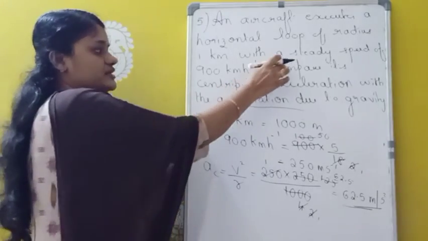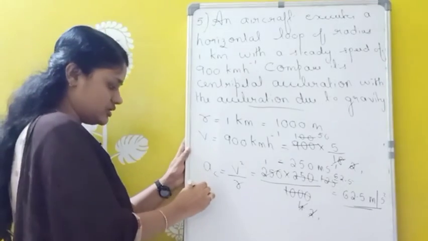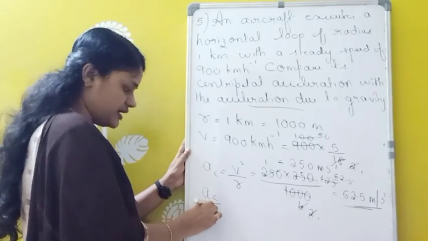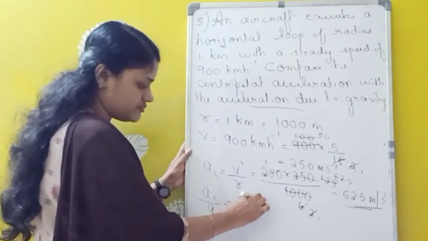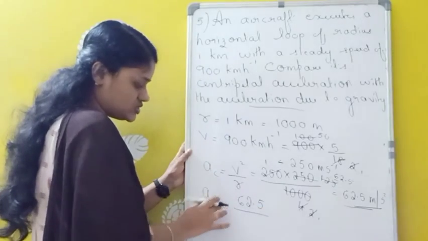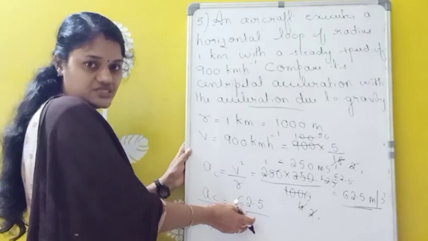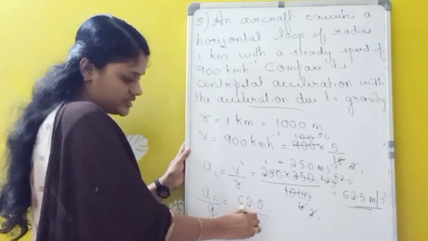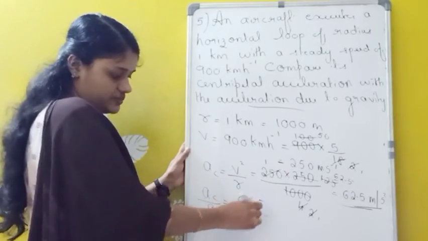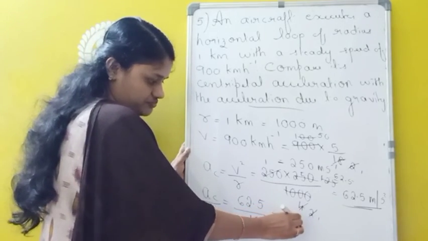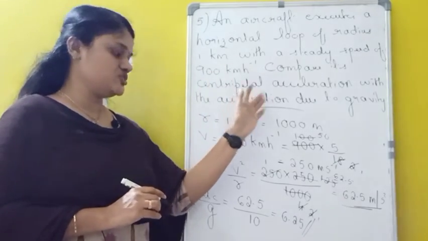Now they are asking us to compare the centripetal acceleration with the acceleration due to gravity. So comparison means we can just divide. So the centripetal acceleration divided by acceleration due to gravity G, that is equivalent to AC, 62.5, divided by G. Suppose it may be easy, you can put G value as 10. So if you are putting G as 10, it may be easy. Okay. So I am putting 10 now, instead of 9.8. So 62.5 divided by 10 is how much? 6.25. So this is the comparison of centripetal acceleration with acceleration due to gravity.